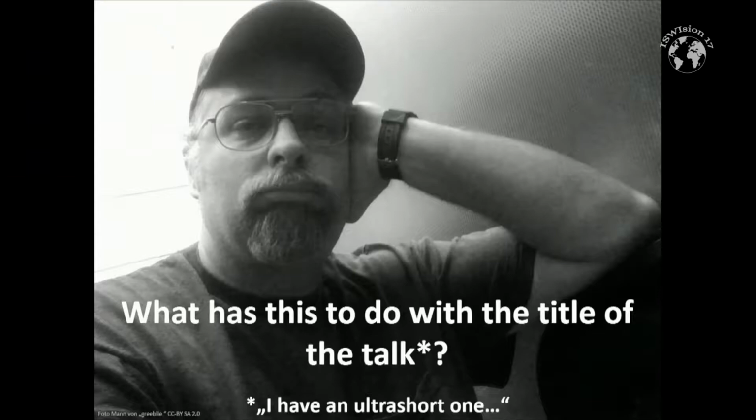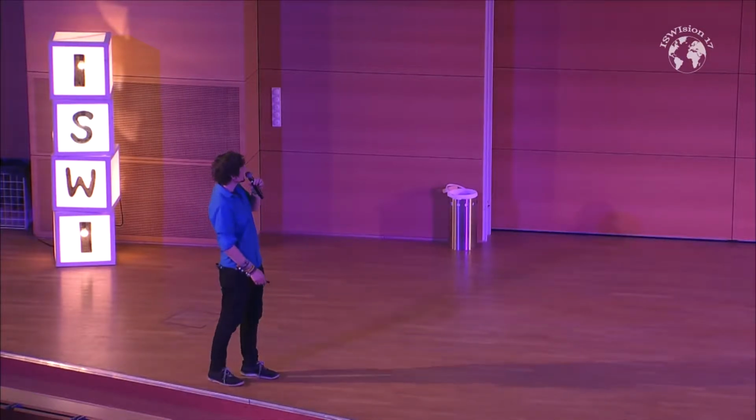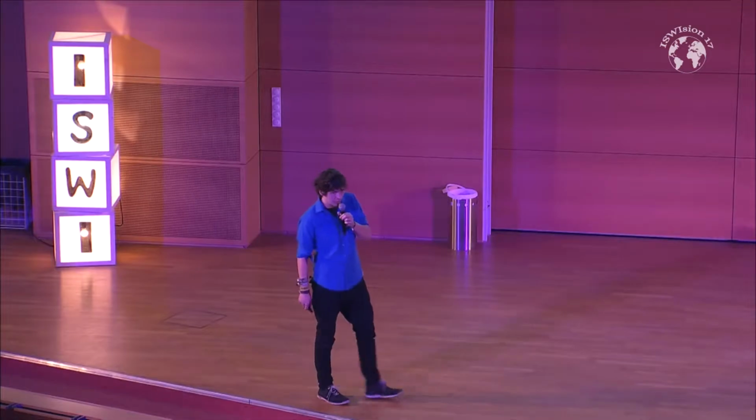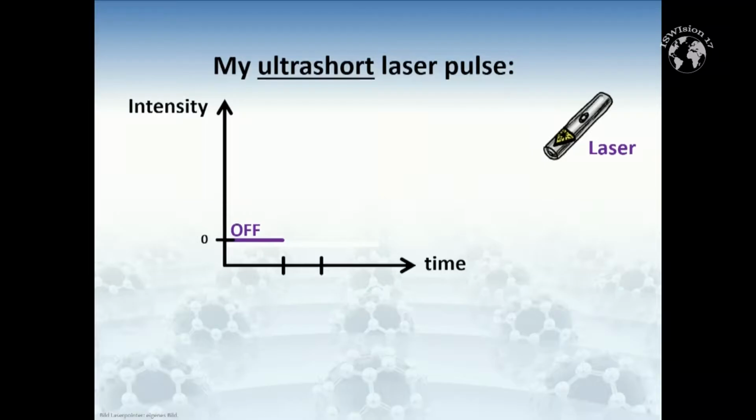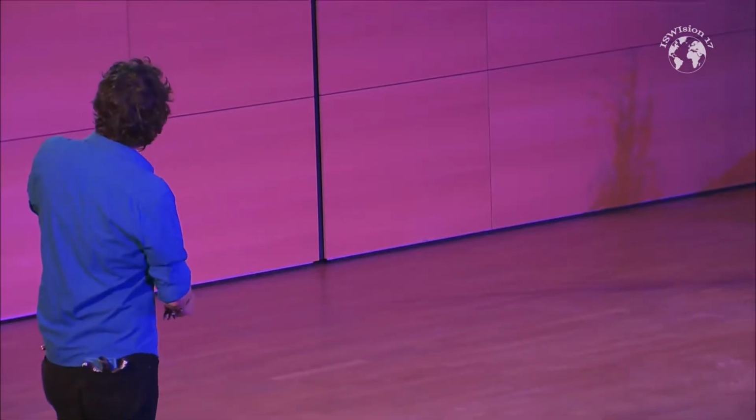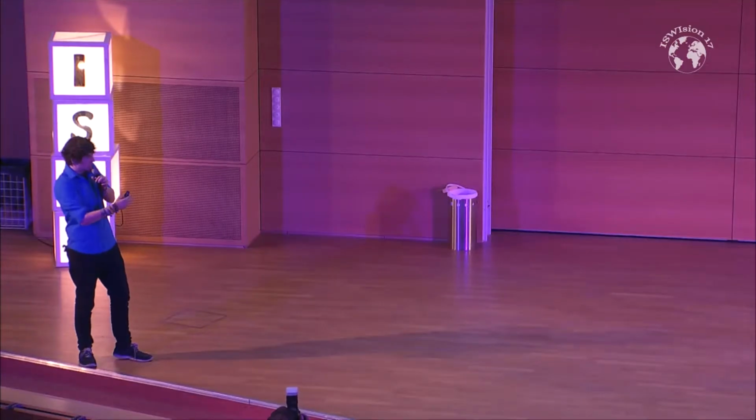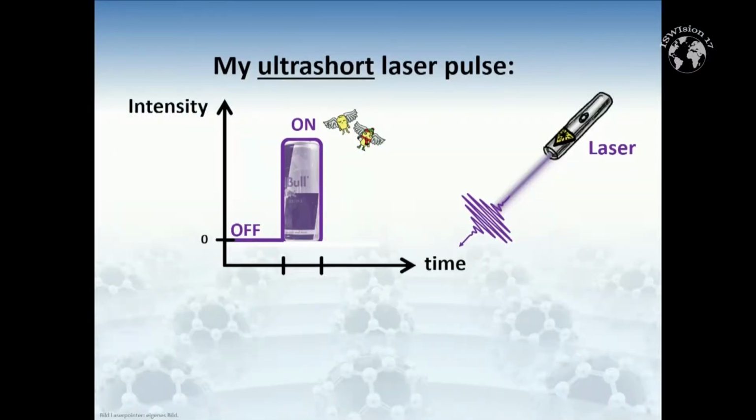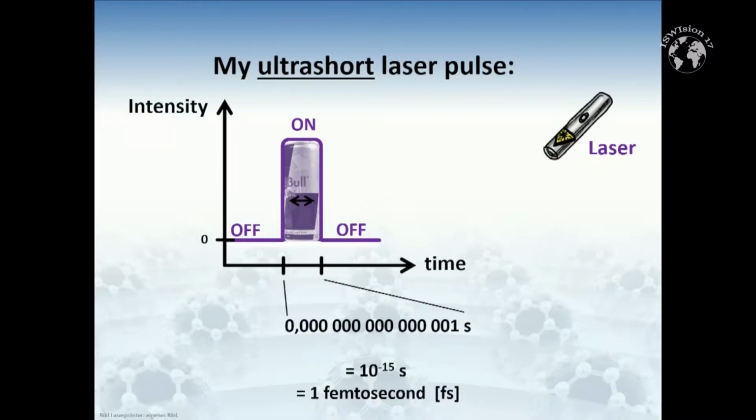But you still ask, what has this to do with the title of my talk, which I mentioned earlier? That's also kind of simple, because this lifetime we want to measure, these electrons are goddamn fast. And so we have to be faster. And to do that, I use my ultra-short laser pulse. Just for a definition, what is a laser pulse? Like I have this laser pointer here in my hand. There is an off state, so I don't push the button, and then I go to this on state, this energy drink laser pulse, and we're getting the electrons out there, and then I turn it off again, and this time, this pulse duration is our ultra-short laser pulse.